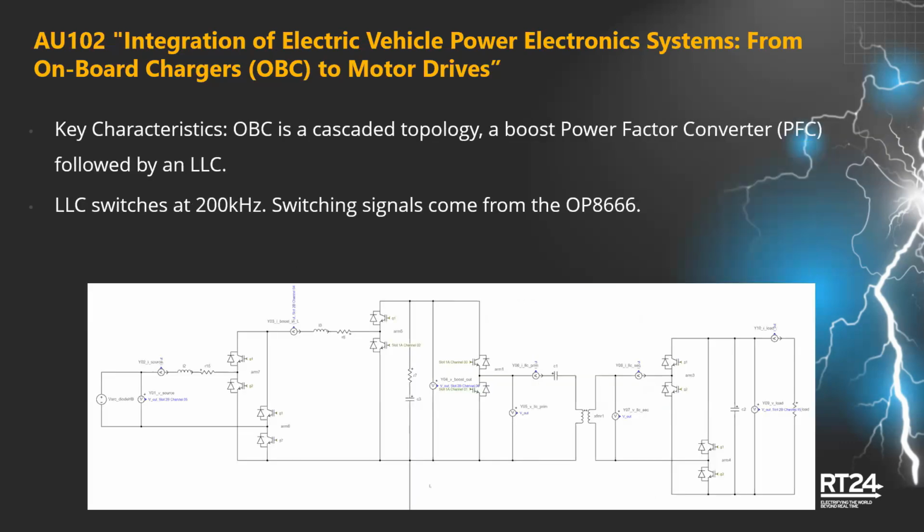So just a brief bit about the actual topologies. The OBC, or onboard charger, is a cascaded topology. It's a boost power factor converter followed by an LLC. The LLC is switching at roughly 200 kilohertz, and the gating signals that control the LLC are being sent from the OP866. So this is one of the big differences with eHSGEN5. We can simulate these really high frequency switching dynamics accurately. And as you can see, I've included a screenshot from our schematic editor showing what the topology actually is.